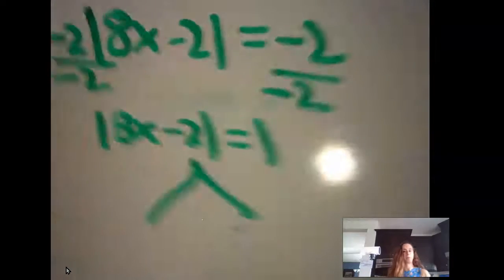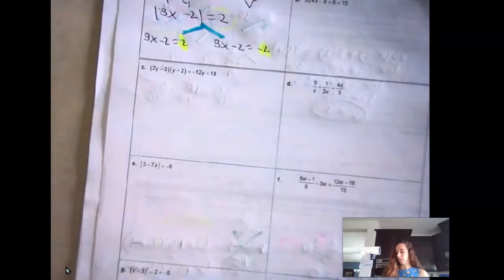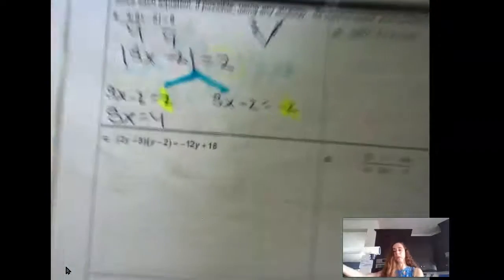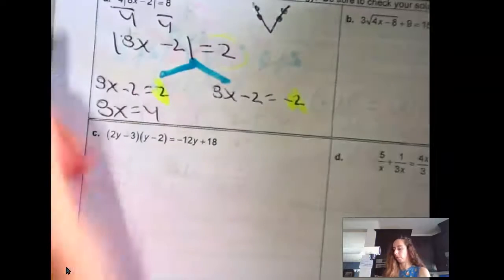Hint, hint, nudge, nudge. Okay, so now I'm going to simplify. 8x equals 4. Careful. Some of you are going to say 2. It is not 2. It's 1/2.